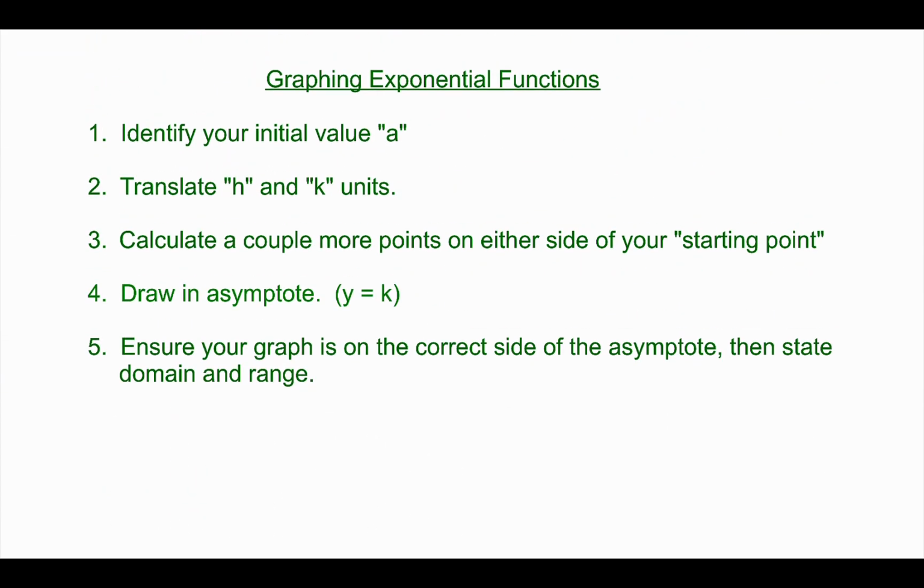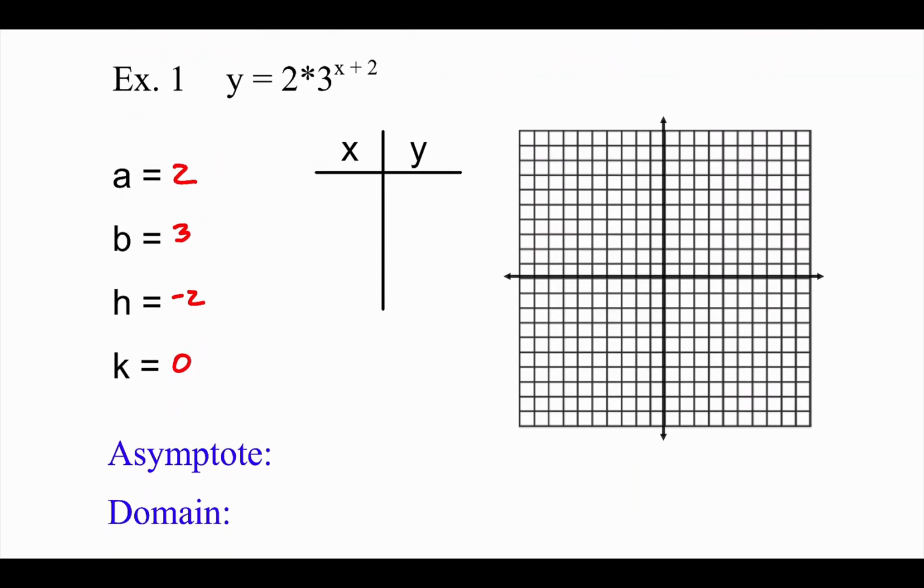And so if you go back to my steps here, we did part A. We identified our value of A, our starting point. Now we're going to move it. Okay? So normally, I told you that the A value is your y-intercept. So if normally we would be at positive 2 on the y-axis, my h tells me I'm going to take that point and move it 2 to the left.